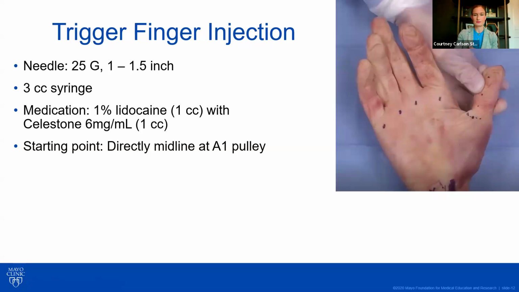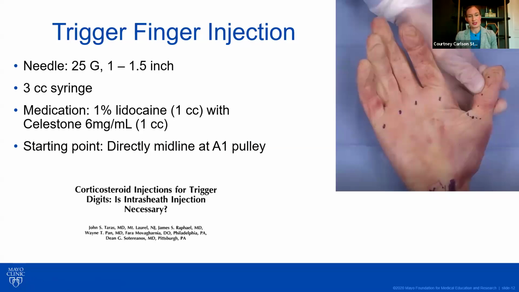Now, there are some studies that looked at the difference between intrasheath injections versus just subcutaneous injections for trigger digits. And studies like this have shown that there's really no difference in the efficacy of injections based on if you're subcutaneous or intrasheath. There are some people that suggest that subcutaneous injections may be less painful for the patients.